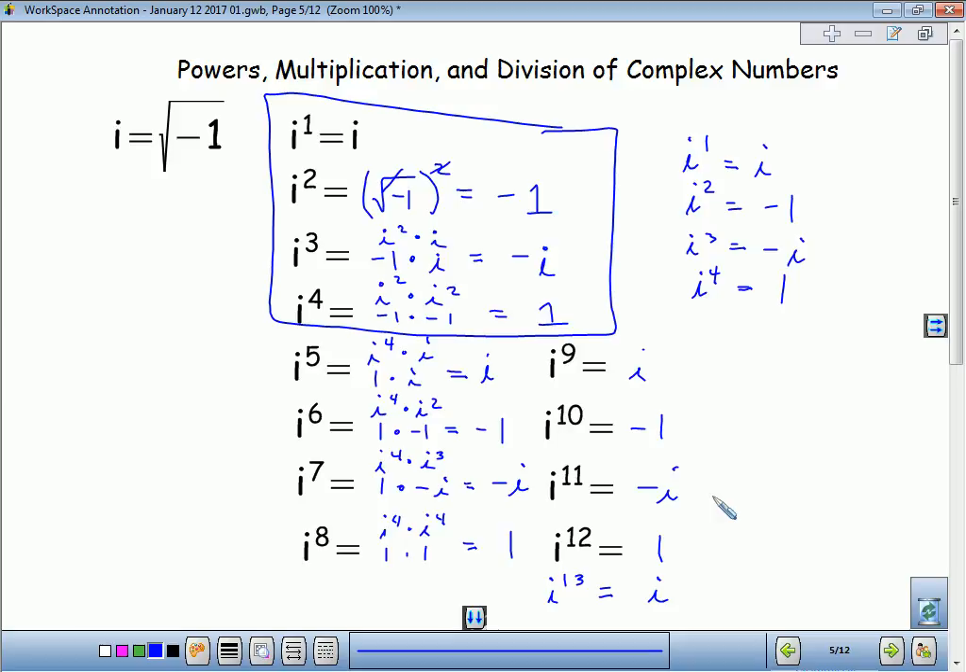Yes, sir? What if you did like the fourth root of i, so like the 4 and then the root and then i? That's different. And we're not talking about that yet. Yeah, Joe, so I'm trying to confuse. Can you go back?